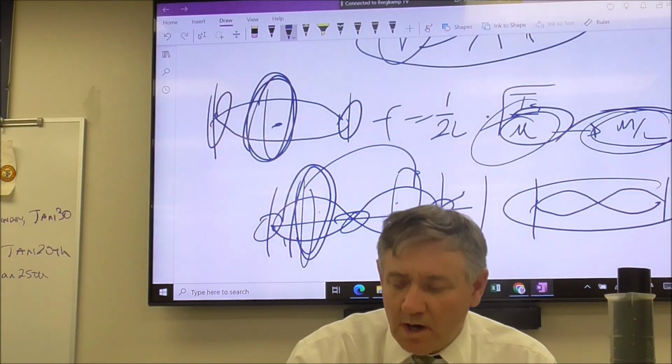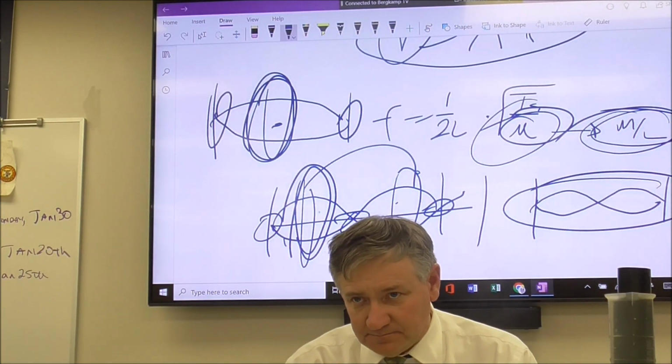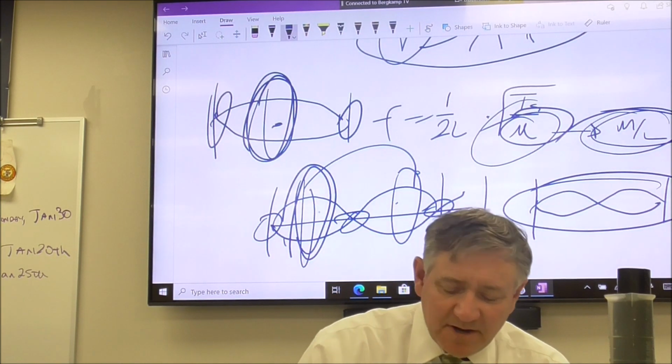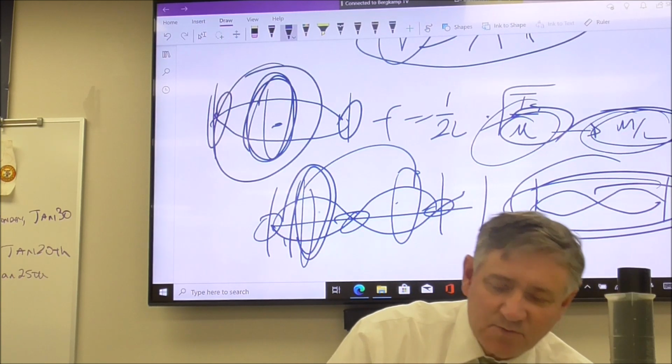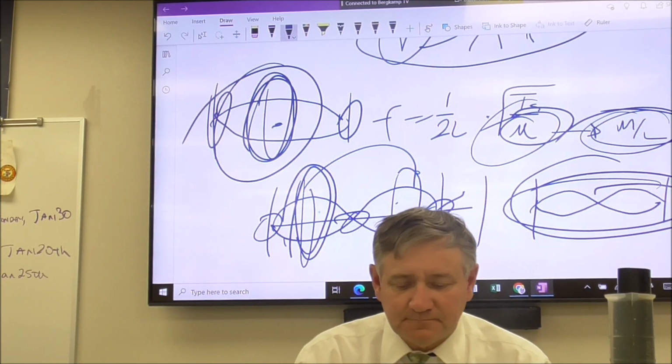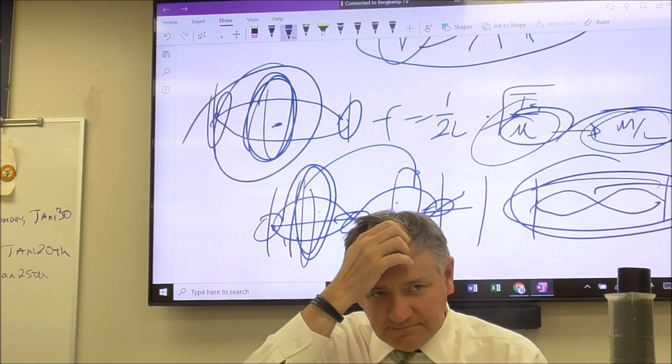So that's one mode. The bottom right has two modes. This has 2 modes. This has 1. Wait, so is the mode and the antinode the same? Yes, it always is.